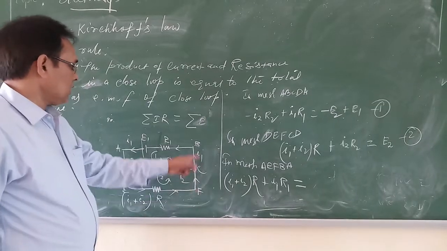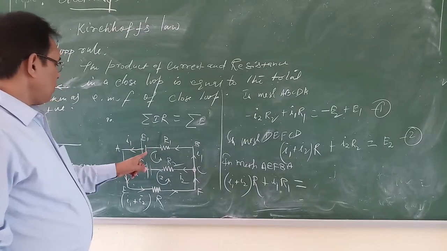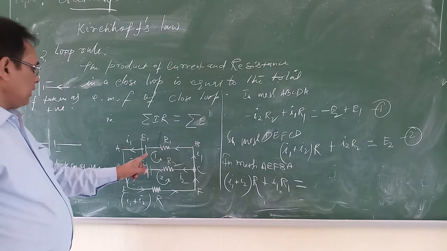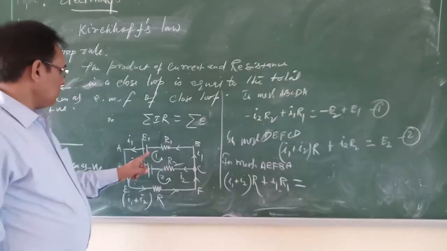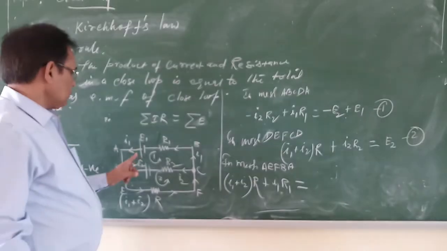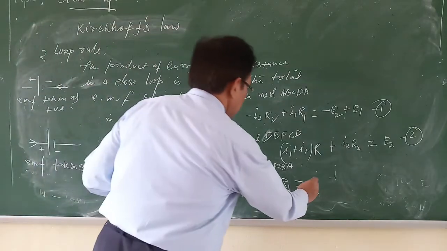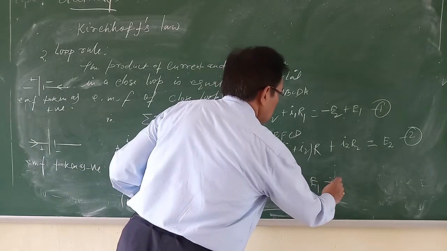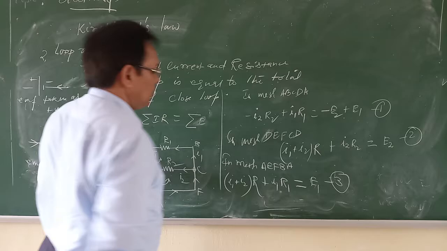You are moving in this direction and from this cell negative to positive, so that value is potential raised, so it should be taken as positive. So this is E1. This is equation number 3.